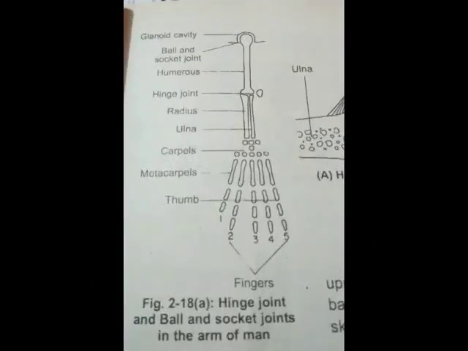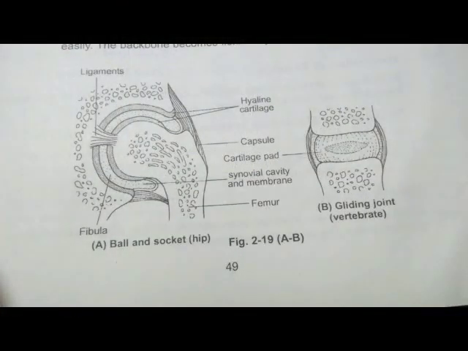Joints. The point where two bones meet together is called a joint. Two types of joints: hinge joints and ball and socket joints. Hinge joints can move in one plane or one direction only, such as knee joints or elbow joints. Second one is ball and socket joints. These joints move in all directions, such as shoulder joints and hip joints.